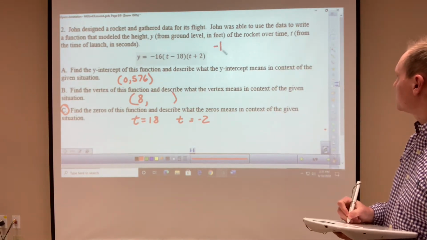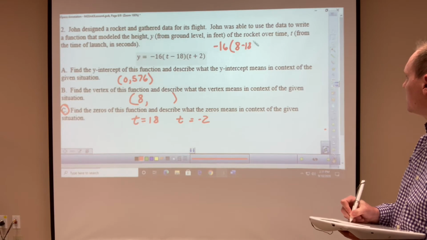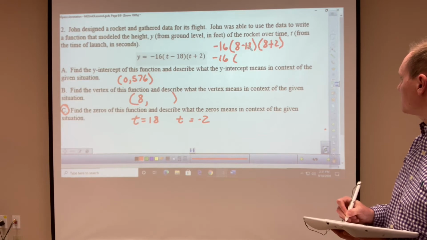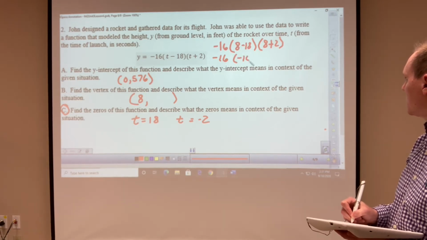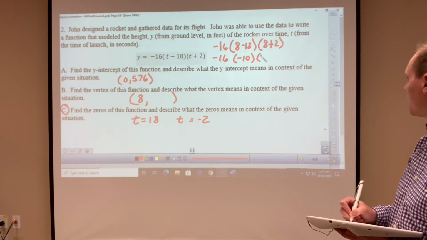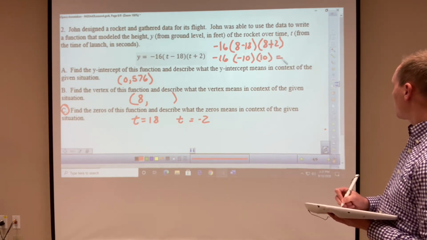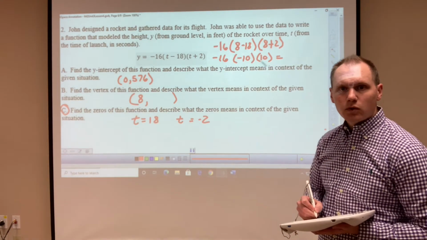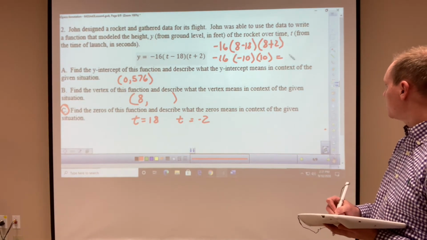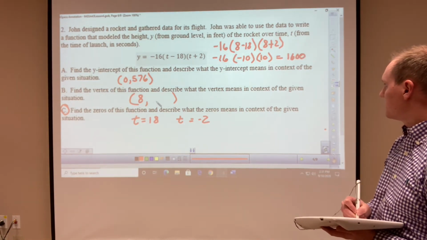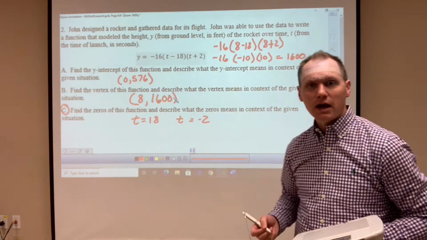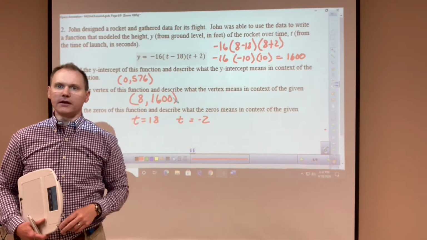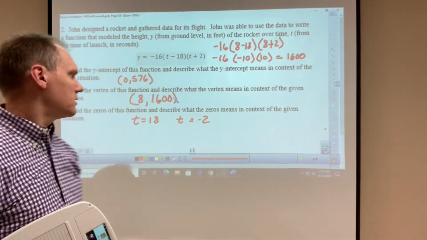All right, let's put in 8. So -16 times 8 minus 18 times 8 plus 2. So we get -16 times 8 minus 18. Let's see, it's -10, times 8 plus 2 is positive 10. Okay, so we can use some mental math here. See, 10 and negative 10 make negative 100. Negative 100 times negative 16 is positive 1600. So 1600. So that one actually got really, really high. So after 8 seconds, it reached a maximum height of 1600 feet. So much higher than the previous rocket.